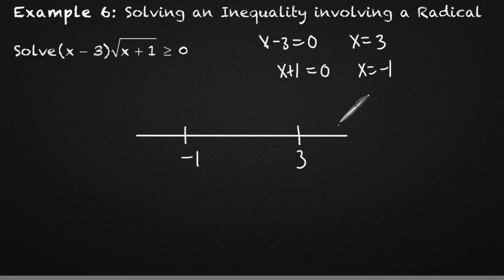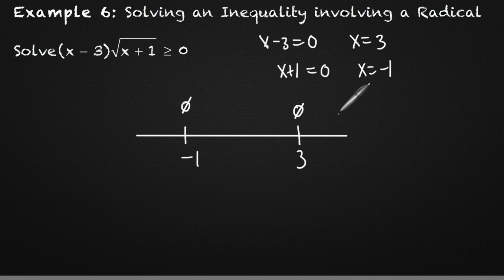All right, so now we're going to test a number in each region. What we're going to put above each of these is the letter O, for actually the number 0, because if I plug in either of these numbers, 3 minus 3 is 0. 0 times anything is 0. Negative 1 plus 1 is 0. 0 times anything is 0. So both of these numbers give me 0.